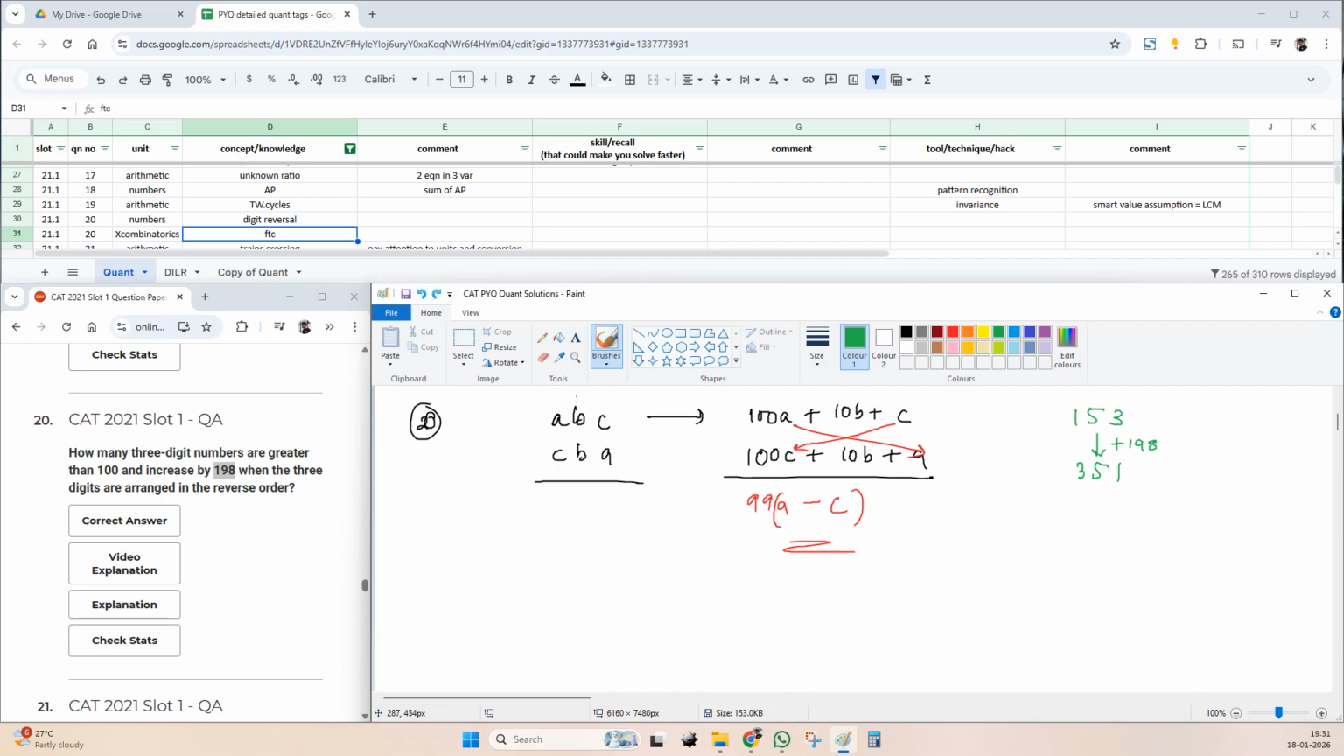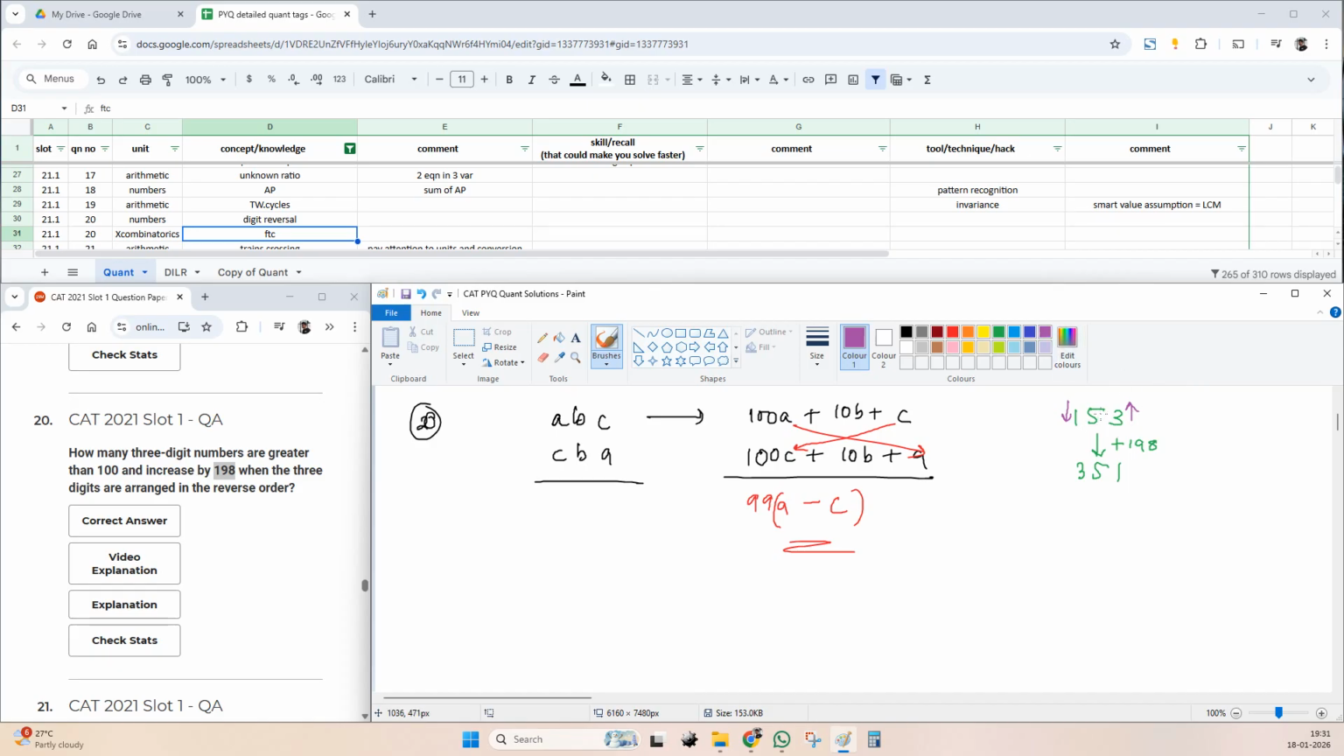But more than that, they're saying increase by 198, so you have to start with the lower number and end with the bigger number, which means you should have a smaller digit on the left end and a higher digit on the right end. Middle digit can be anything. So the extreme digits differ by 2. Hundreds place digit is smaller and the units place digit is larger. They differ by 2. Middle digit can be anything.